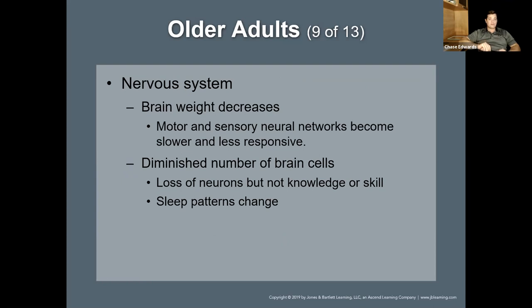The nervous system, the brain weight may decrease 10 to 20% by age 80. Motor and sensory neural networks become slower and less responsive at that point. The metabolic rate in the older brain does not change, and oxygen consumption remains constant throughout. So some good news there, right? You do, though, have a diminished number of brain cells.